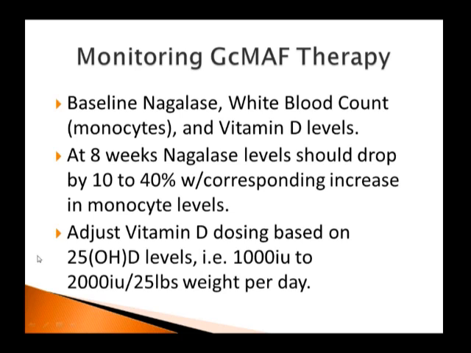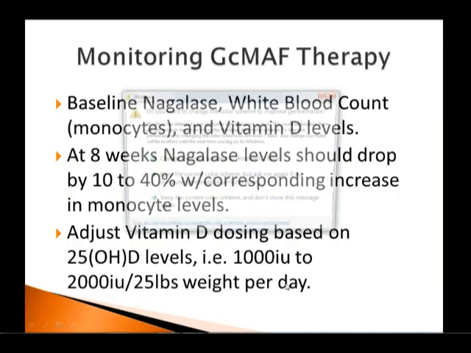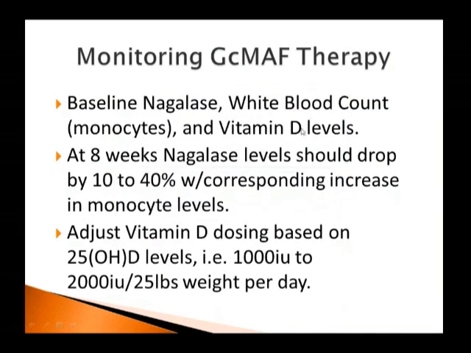The general recommendations on vitamin D dosing are about 1,000 to 2,000 IUs per 25 pounds body weight per day. That's essentially without knowing the level on blood testing. Ideally, getting a blood test to know where you are and monitoring it over time is ideal.